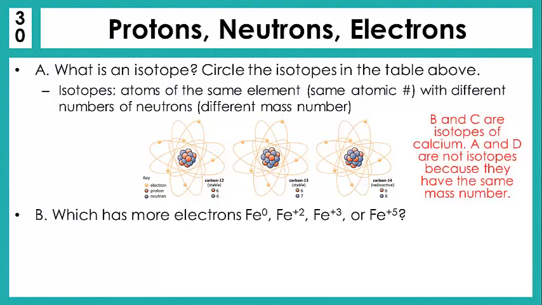So C and B are going to be isotopes of calcium. A and D are not isotopes because they have the same mass number.